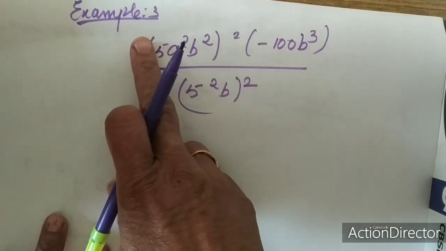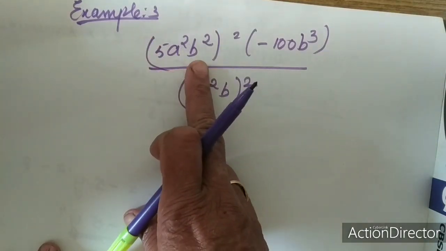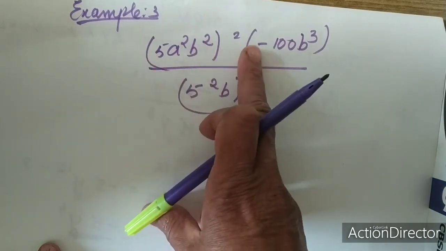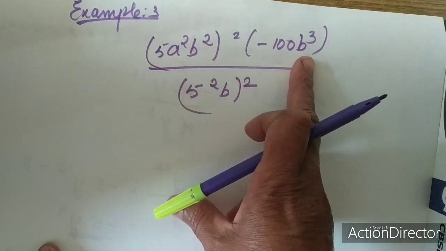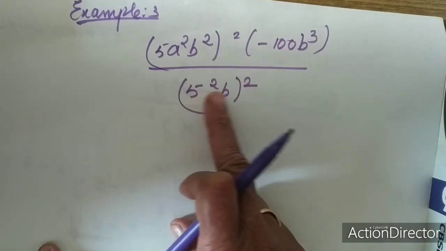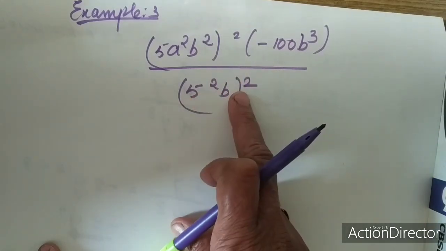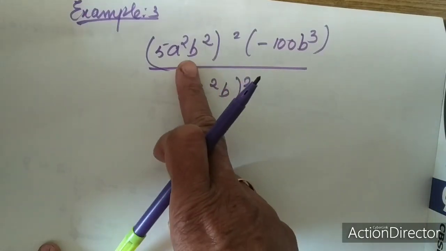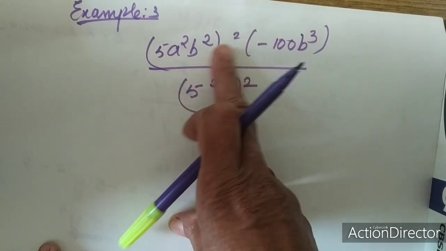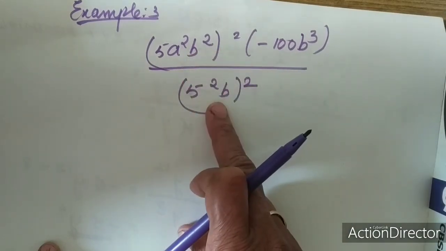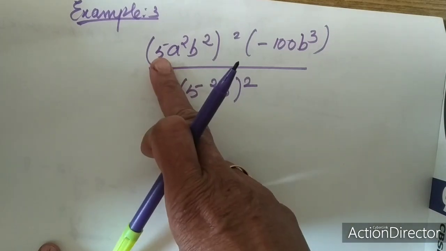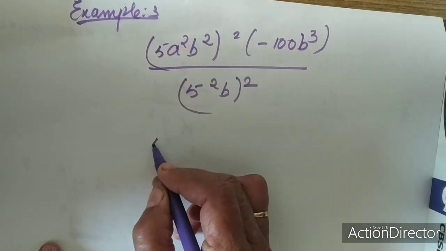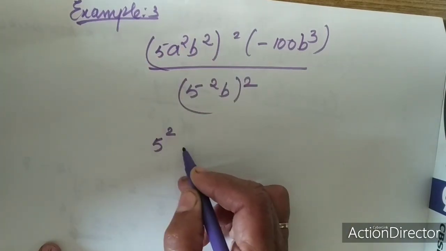Let us move on to example number 3. (5a square b square) whole square into minus 100 b cube upon (5 square b) whole square. So first we have to remove this bracket by squaring this number and squaring the denominator over here. So what is 5 square? So 5 square can be written as 5 into 5 also.